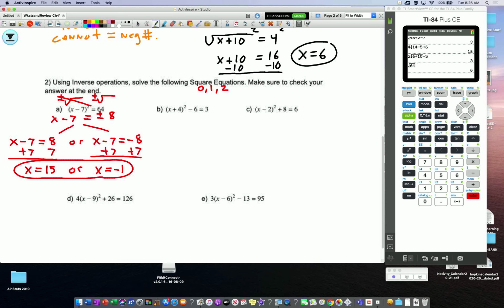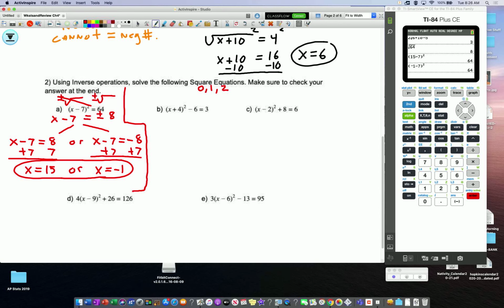So I got my two answers, and of course I want to check. Parentheses, 15 minus 7 squared better equal 64. It does. My other answer was negative 1 minus 7 squared. That also better equal 64, which it does. All right, got the first one done. Kind of boxing it out for space-wise.